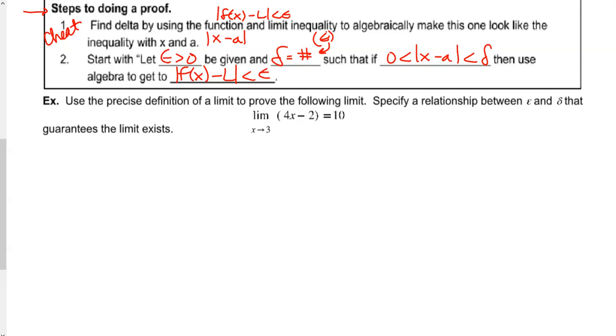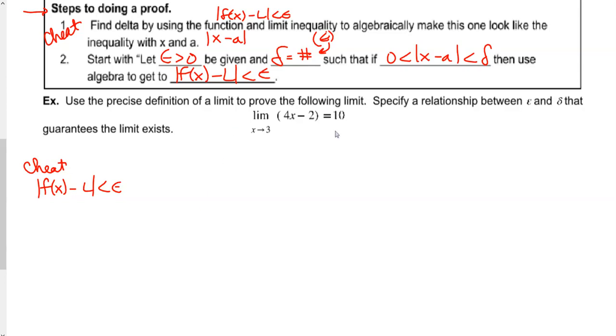We're going to use the precise definition to prove the following limit. Specify a relationship between epsilon and delta that guarantees that our limit exists. So here we go. Here's our cheat step. We are going to start with the absolute value of f of x minus L to be less than epsilon. And I'm going to plug these things in.